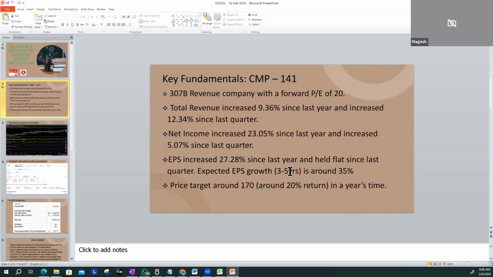Expected EPS growth for 3 to 5 years is around 35%. This is not my prediction. I took it from Zacks. Sometimes I just put something from the analysts. It looks pretty high, but I don't know. Maybe AI could drive it. Price target for a year's time from now is around 170, which is a very reasonable price target. Around 20% return in a year's time.